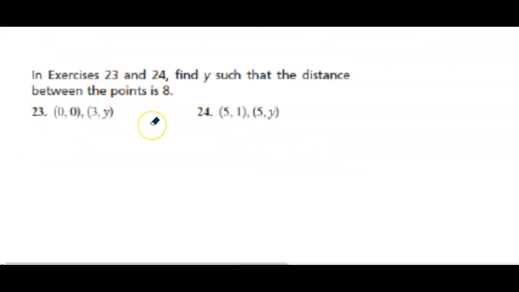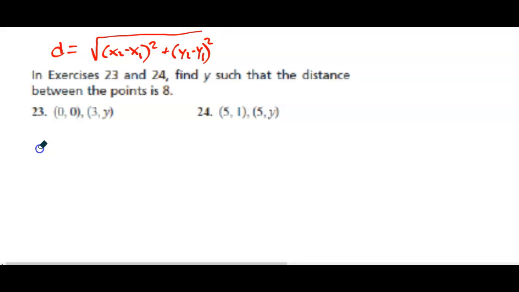Let's go right here. Okay, distance right here says 23, 24, find y such that the distance between the points is 8. So here's the distance formula: d equals the square root of (x2 minus x1) squared plus (y2 minus y1) squared. Okay, so for this one, we know what d is. It says d is 8. So you label 8 equals the square root of, and let me label this for you, x1, y1, x2, y2.